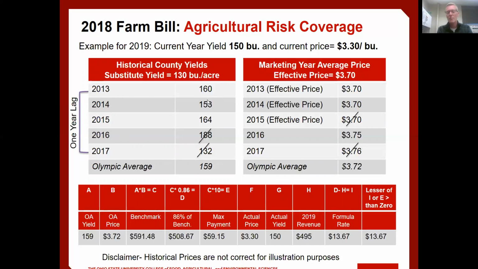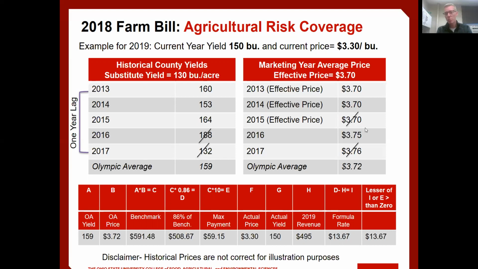We've got our county-based yields here. Again, we're going to substitute any yields that fall below a substitute yield, and in our tool, we have that substitute yield included. But we're going to take our 5 years. We're going to drop the lowest. So our lowest is this 132. Our highest is this 188. So we're going to drop both of them, and we're going to average the 3 remaining, 160, 153, and 164. That gets us an Olympic average yield of 159.